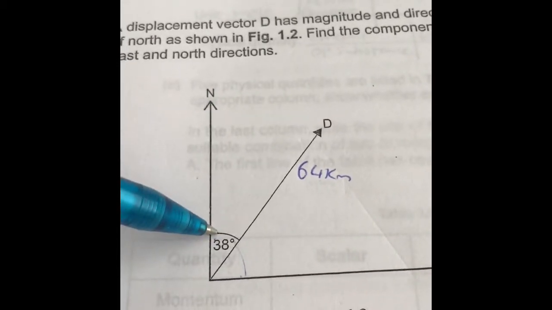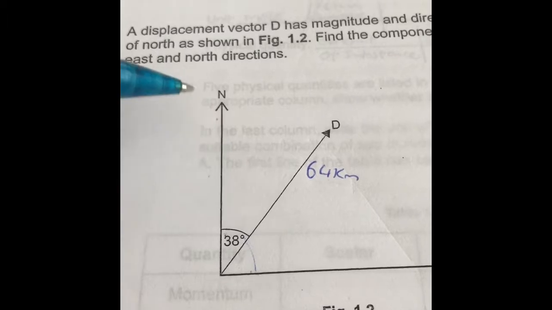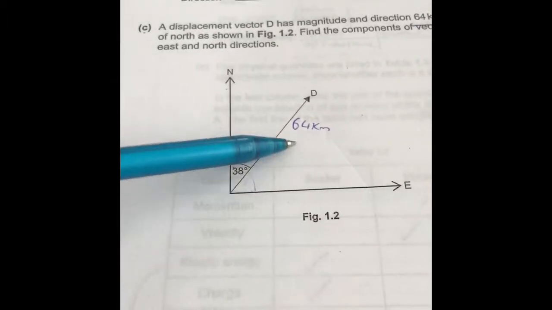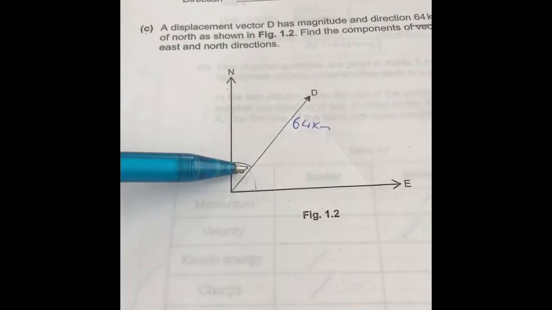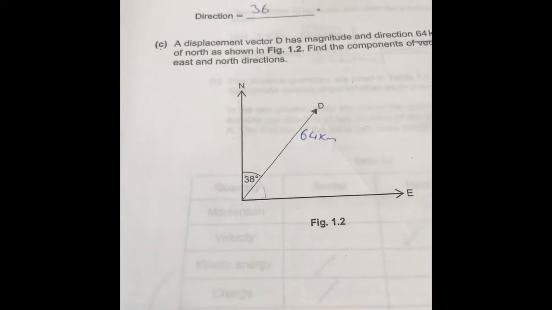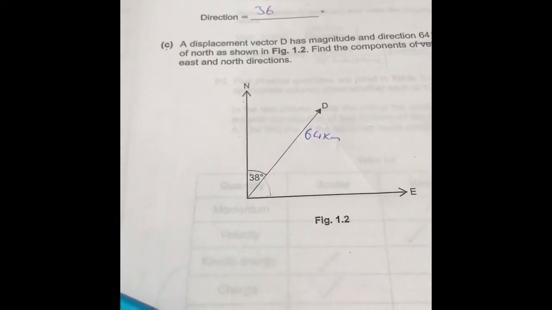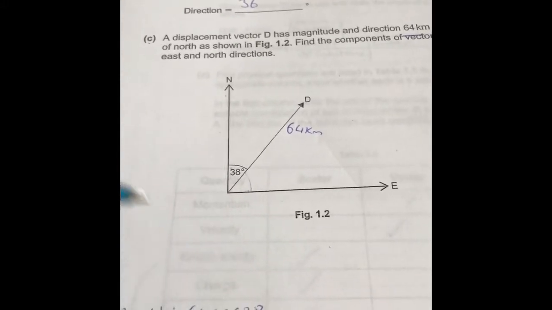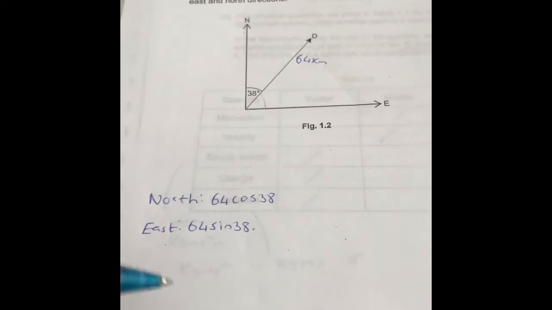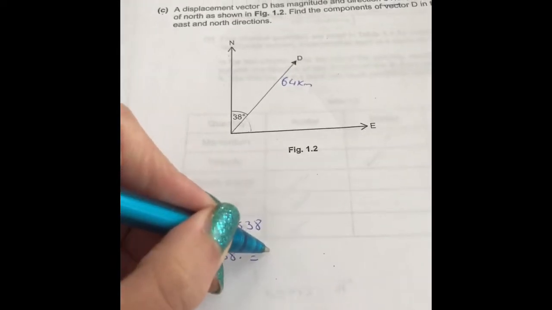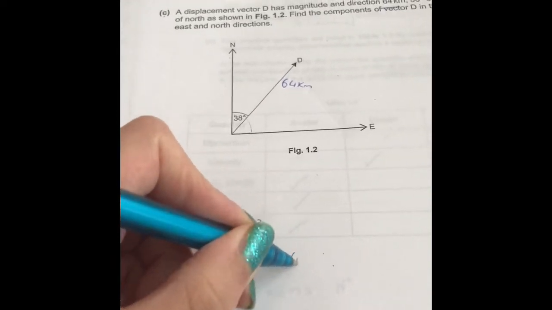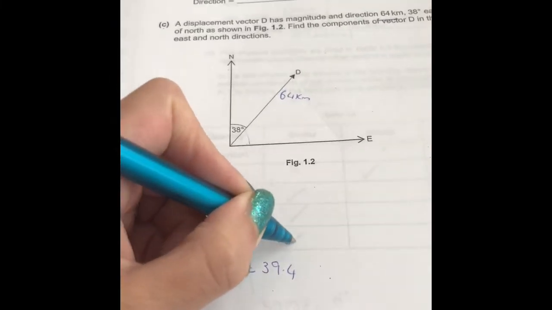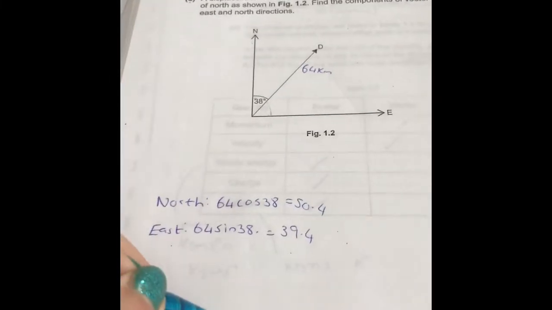So in this case, to find my north component, instead of doing sine, you actually do cos. So it's the magnitude 64 cos the angle, which is 38. And to find east, we do sine, so the magnitude 64 sine 38. When we do that, we get the east, which is about 39.4, and the north one is about 50.4. And that's your two answers.